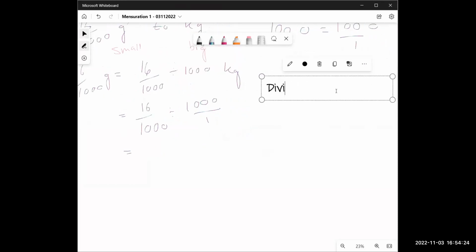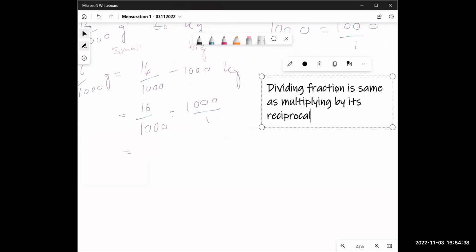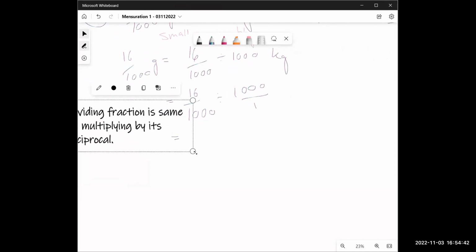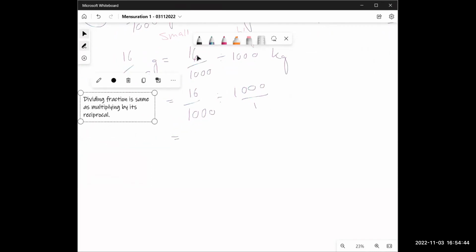Write this in your notebook: dividing by a fraction is the same as multiplying by its reciprocal. Rania, what is reciprocal? Reciprocal is when you put the denominator as the numerator and the numerator as the denominator, and multiply instead of divide. Yes, so just flip it up, switching things around.